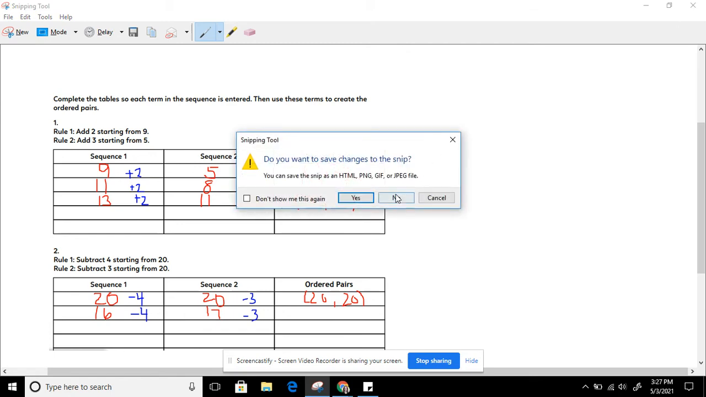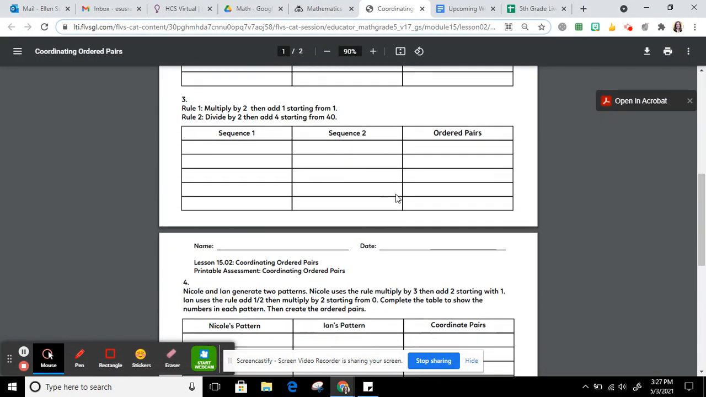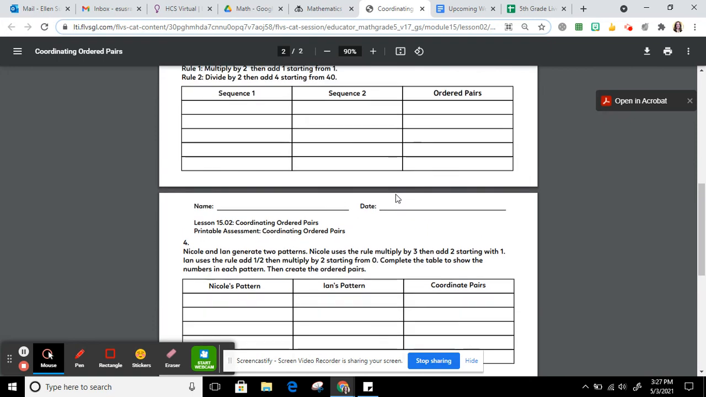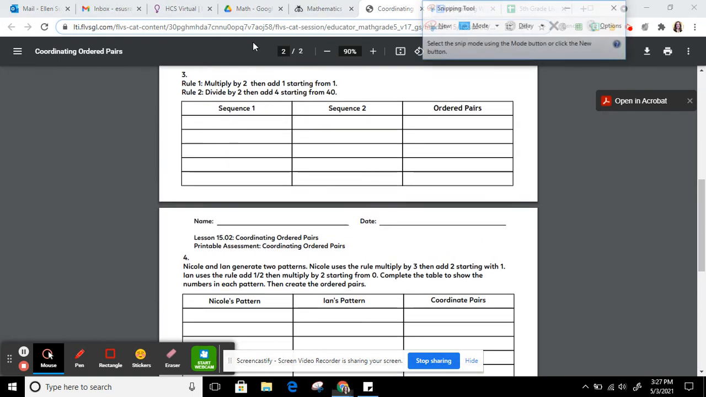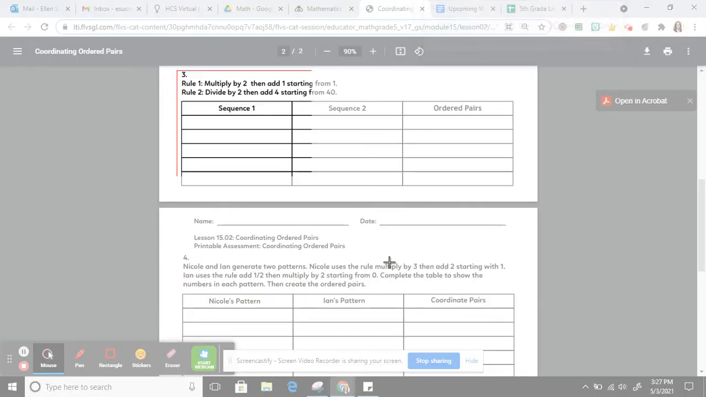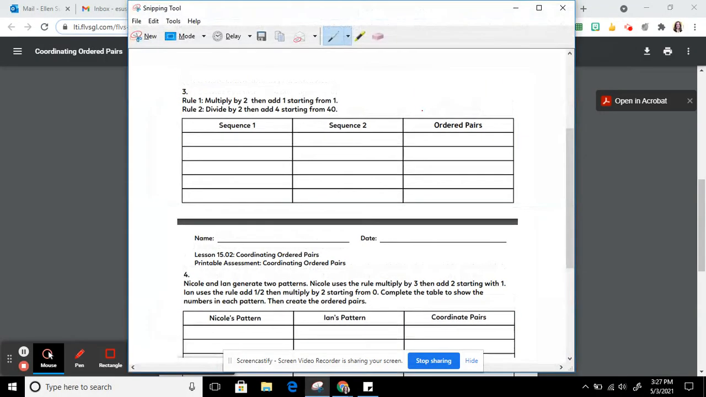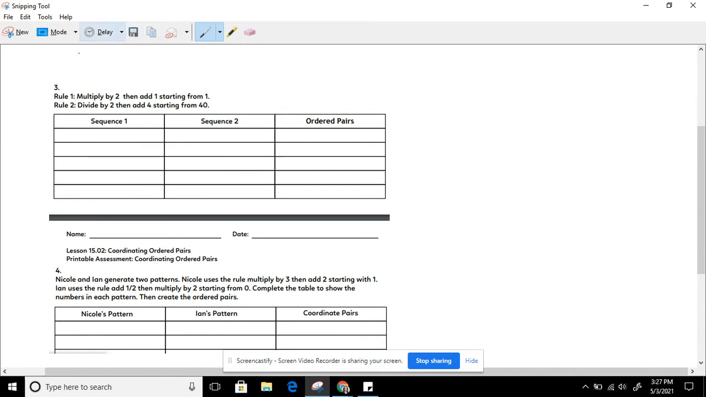Okay, close out those examples. We'll look at rule 3 and rule 4. And again, I'll get you started on these two, but then you're going to have to continue the charts. All right, so for number 3, it says rule 1, multiply by 2, then add 1, starting from 1. So it always tells you what number you're starting with.